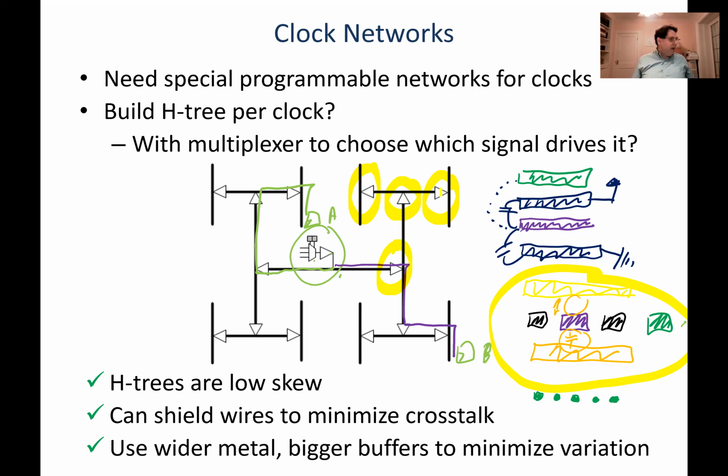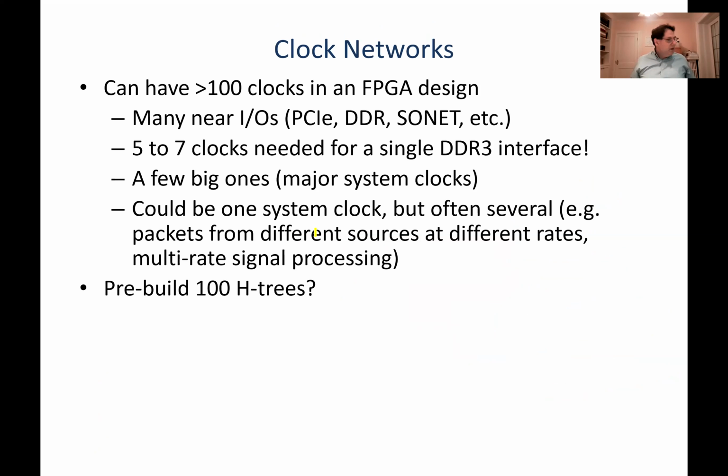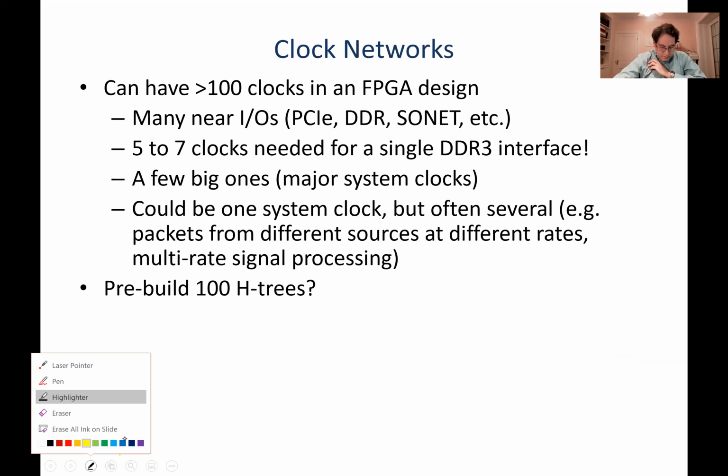So I could do this. I could basically, for every clock I want in my FPGA, go build an H tree using the technique I just talked about, have programmability just at the source, and it'll work, and it'll be a pretty good clock. Okay, but there's a problem. We can have a lot of clocks in an FPGA design. So it's surprising, but it's pretty common.